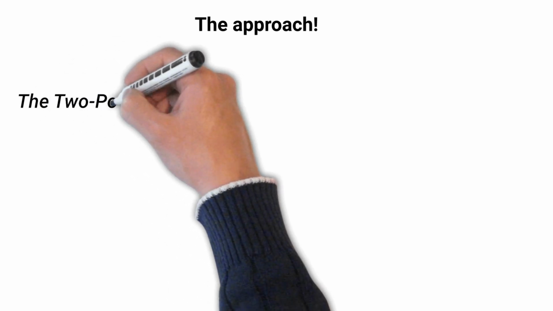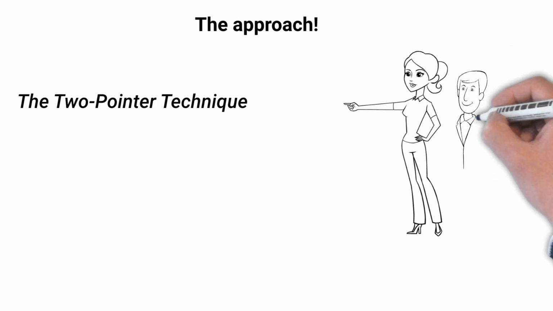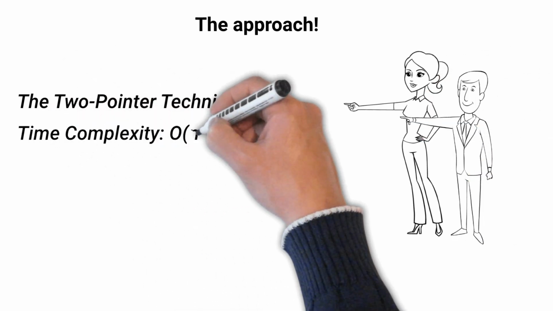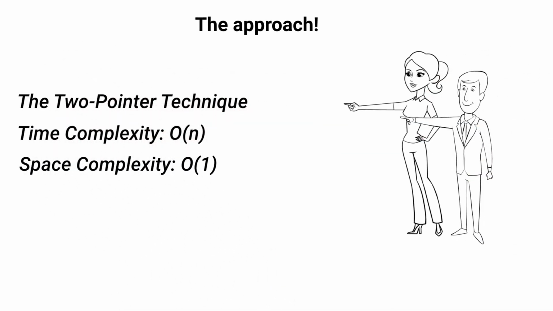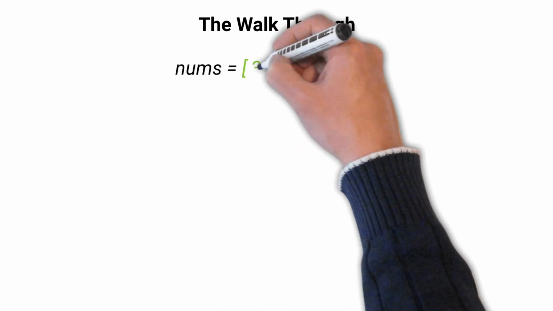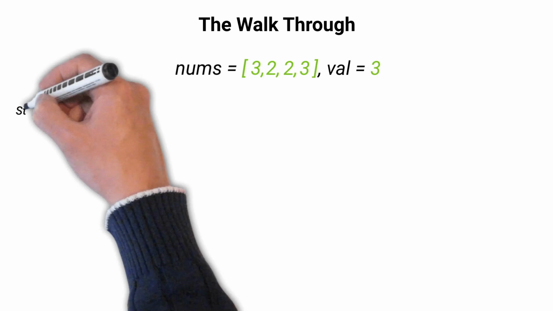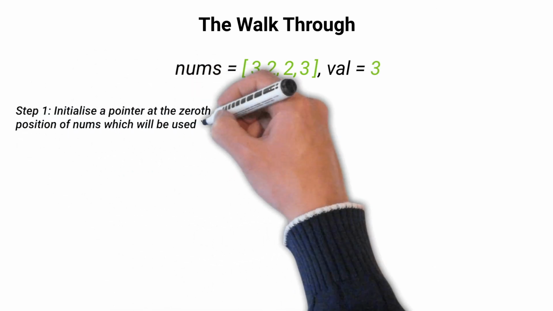The approach that we're going to be taking today is the two-pointer technique. Here are our two pointers, and it'll have a time complexity of O of n and a space complexity of O of 1, constant, and it'll be the optimal approach to this problem. Now let's walk through an example where nums is equal to 3, 2, 2, 3, and the val that we want to remove is equal to 3.